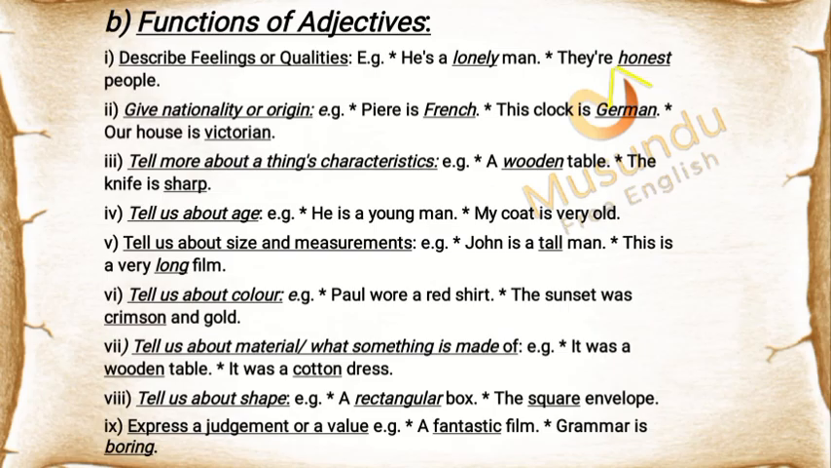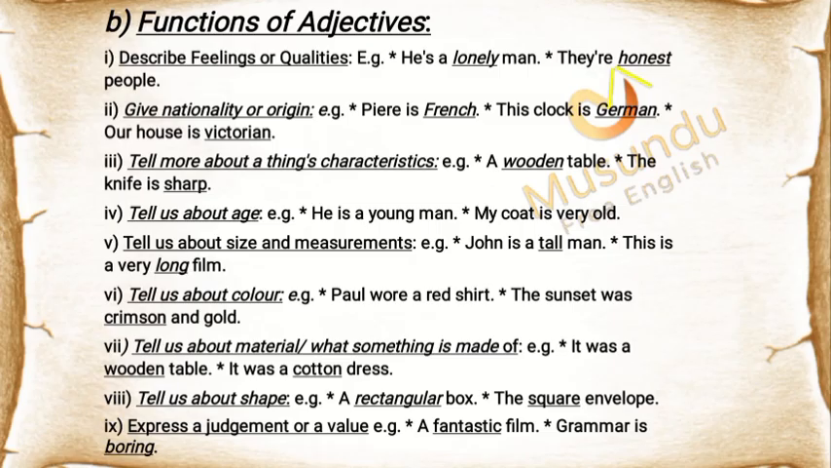4. Tell us about age. Examples: he is a young man. My coat is very old. 5. Tell us about size and measurements. Examples: John is a tall man. This is a very long film. 6. Tell us about color. Examples: Paul wore a red shirt. The sunset was crimson and gold.